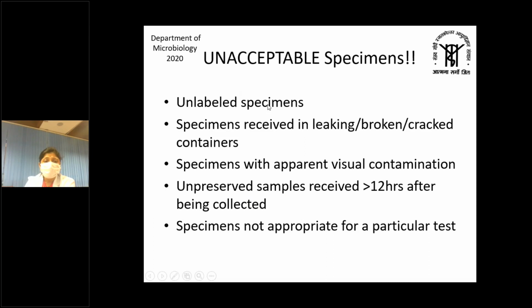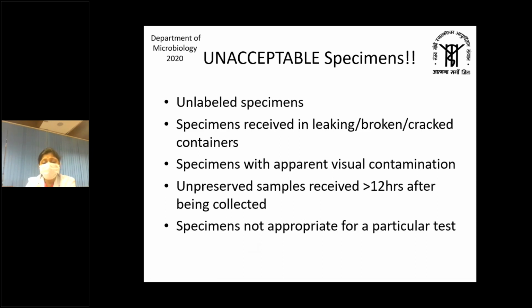Unacceptable specimens are those that are unlabeled, or multiple forms with one sample where the samples are different. Specimens received in leaking, broken or cracked containers, those with apparent visual contamination, those that have been left for a long time and are sent after a lot of delay, unpreserved samples received more than 12 hours after collection, and inappropriate samples. For example, avoid sending a throat swab for automated BACTEC culture.